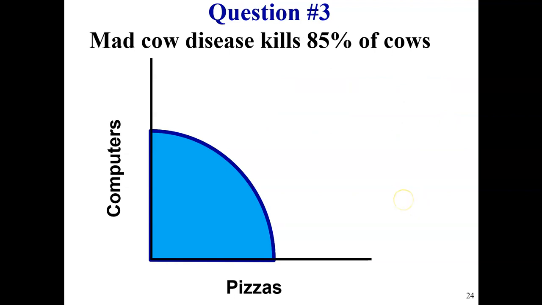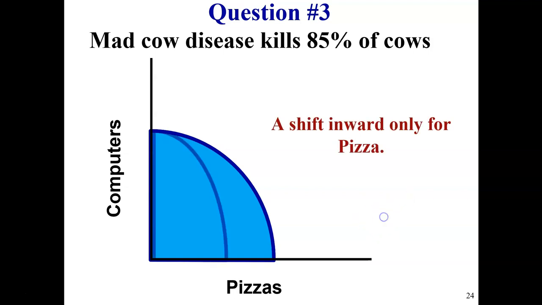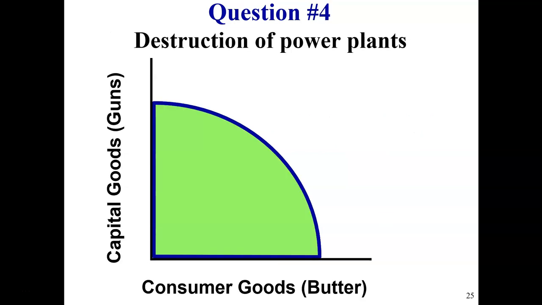Mad cow disease kills 85% of cows. Well, that would be a shift inward only for pizza. We're going to need cheese for that pizza. So if producers are unable to get that product, that's going to result in an inward shift of the PPC.